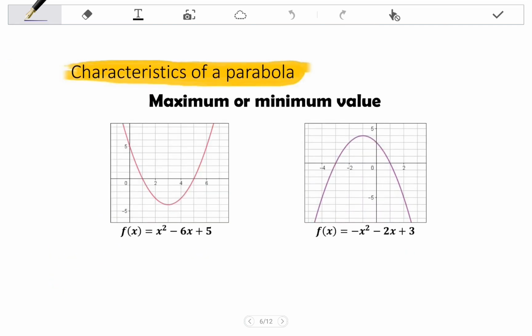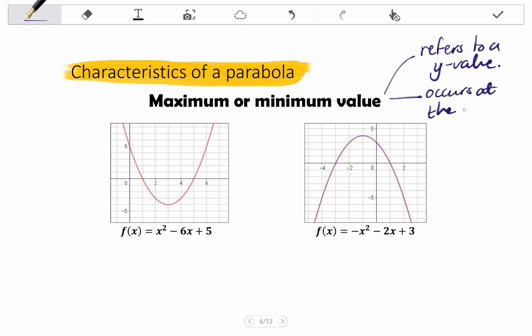Then each parabola also has a maximum or a minimum value. Now this refers to a y value, okay, and that is important to understand. And it occurs at the turning point. Okay, so a maximum value is a maximum y value of the graph, beyond which the graph does not exist. A minimum value is a minimum y value of the graph, beyond which the graph does not exist.